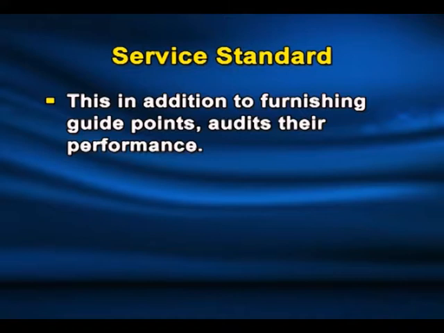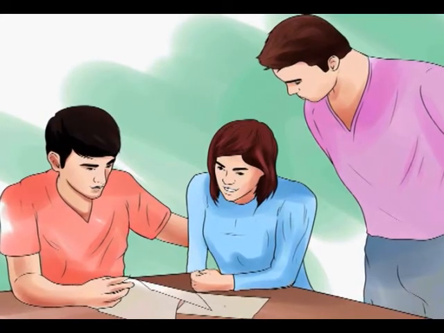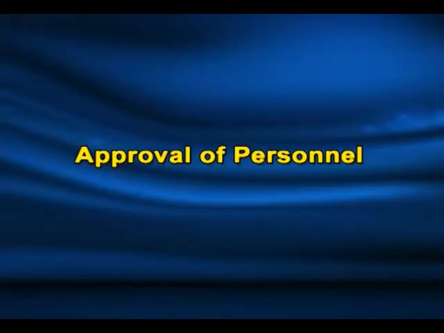Service standard. The second technique of supervision is for the top management to lay down targets or standards for the operating units to achieve. This, in addition to furnishing guide points, audits their performance. Service standards thus set up norms of administrative output. Third, work budget. Budget is much more than statistics. It is a plan of work and is a powerful instrument of control over administration. The operating units thus work within the budgetary allotment and are not free to spend money as and when they like.